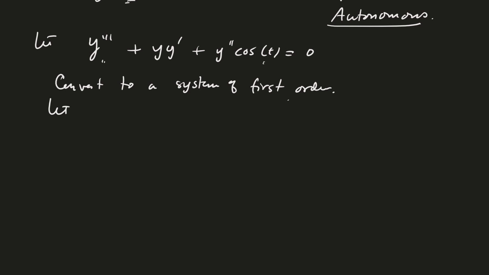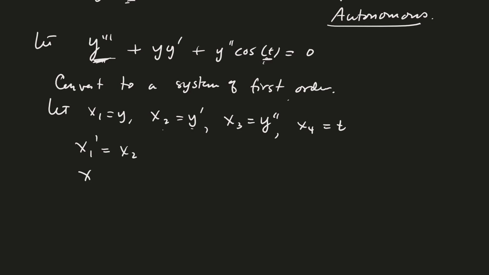So we'll let x1 be equal to y, x2 is y prime, and x3 is y double prime. We'll need those 3 variables to convert a third order differential equation. And then for fun we said that x4 is equal to t to make this system autonomous. Okay, so now let's see if we can write down our system directly. x1 prime is equal to y prime, which is x2. x2 prime is equal to y double prime. Y double prime is x3.